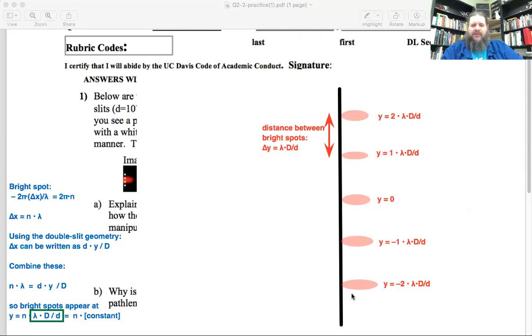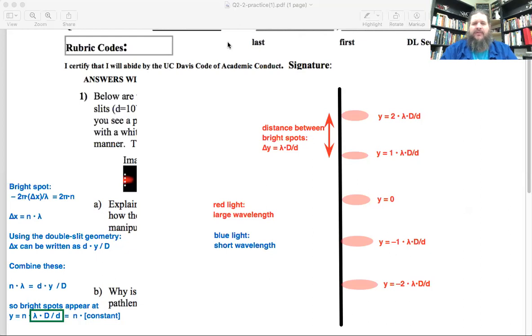Red light, for instance, is a fairly long wavelength. Whereas if we take a look at blue, blue is a much shorter wavelength. So let's say we have blue light. If you're using blue light instead of red light, the wavelength is shorter. What does that tell you about delta Y? It'll be shorter. Yeah, we'll have a smaller delta Y.